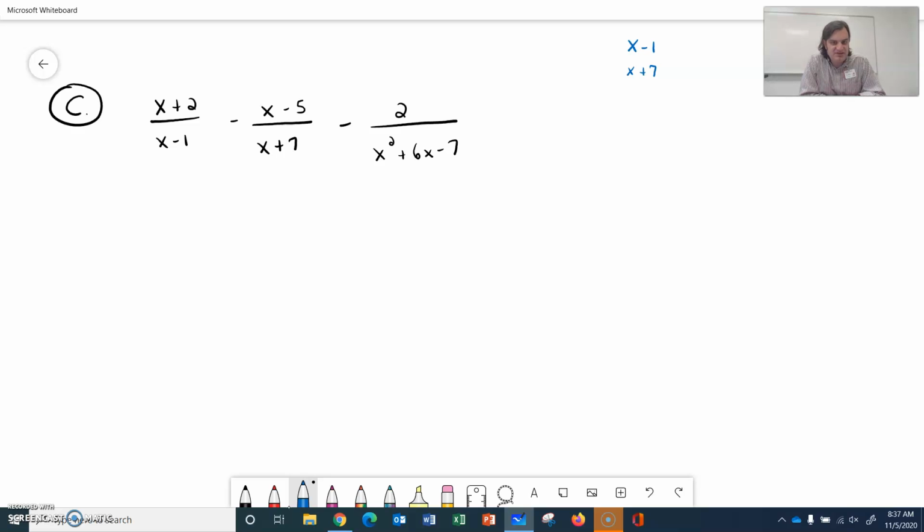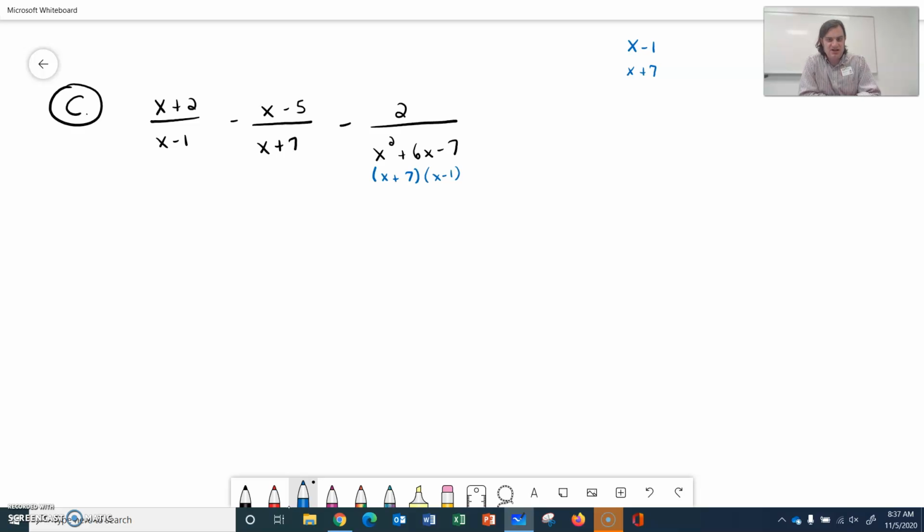And the last fraction, x squared plus 6x minus 7, is a quadratic. So let's see if we can factor it and find any common terms with the first two denominators. So it would be x plus 7, x minus 1. So what we really have is three different denominators, but the last one contains terms in the first two. So I won't have to multiply by x plus 7 twice or x minus 1 twice.